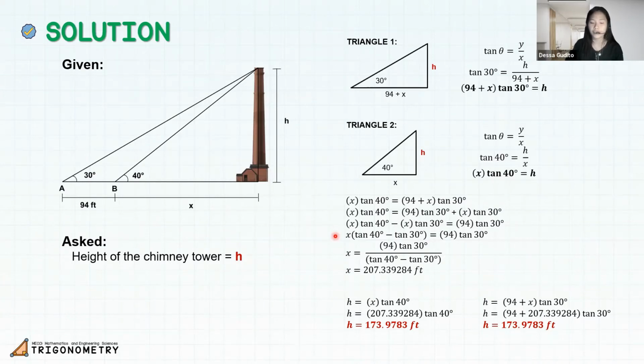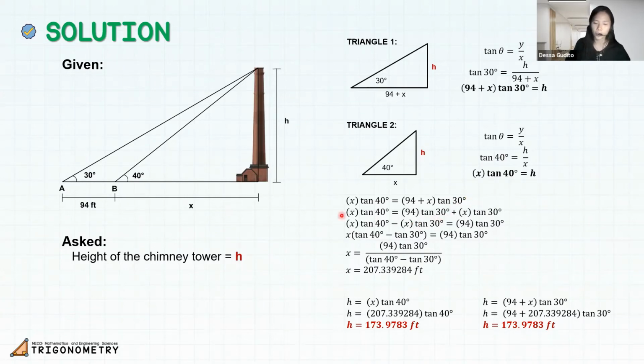So we divide all the equation by tangent of 40 minus tangent of 30 to be able to get the value of x. So we can input this already in our calculators, and we can get the value of x, which is equal to 207.339284 feet. We can also automatically solve x by using the shift solve function in our calculator.